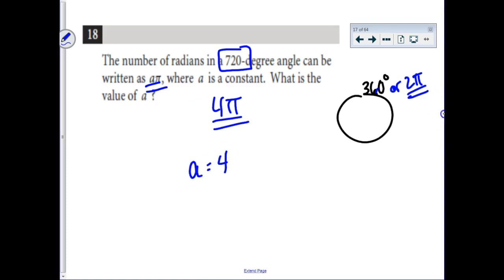Now, my pre-calc, my trig students, my kids who have already been through Algebra 2 or Honors Algebra 2, they're going, well, I did that a little differently. I did 720 times pi over 180, because that's what my teacher taught me how to convert. And then I figured it out that way. Hey, guess what answer you're going to get? The same thing. The pi over 180 conversion that we use in pre-calc and trig and eventually Algebra 2 is just a reduced version of 2 pi over 360, or 360 over 2 pi.